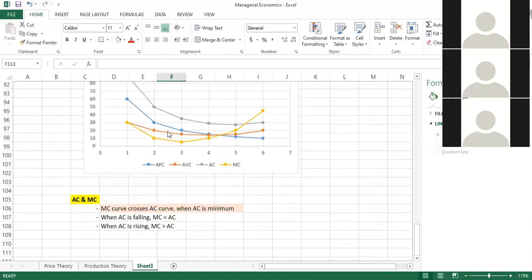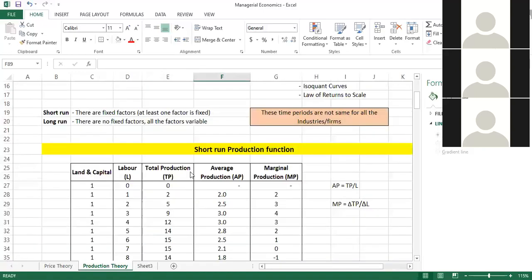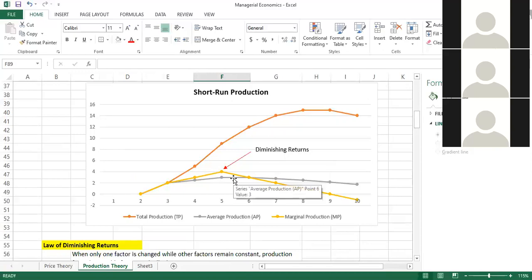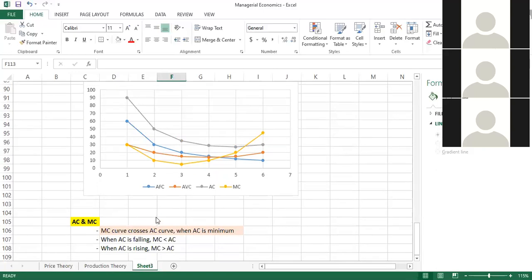The marginal cost curve will cross the average cost curve at the minimum point of the average cost. This is exactly opposite of production. In production, the marginal curve crosses the maximum point of the average production. When the average production is maximum, average cost is minimum. That's fairly logical. Average production per unit of input is maximum means the cost per unit of input is minimum. That's why these two concepts are very much related.